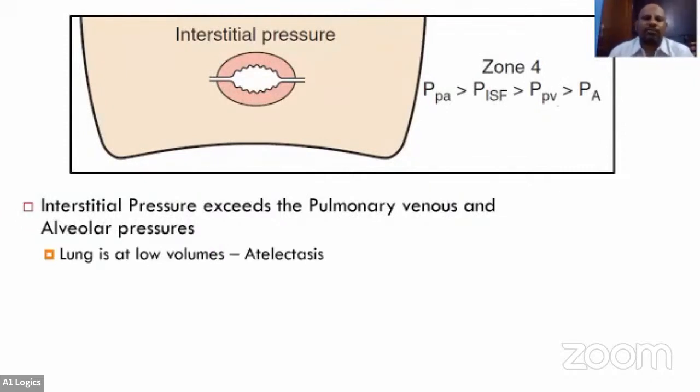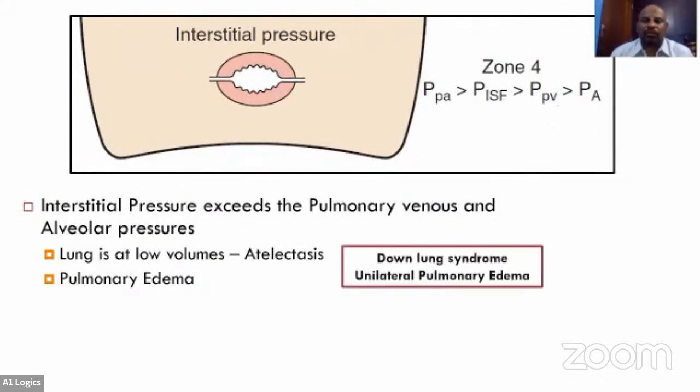So it occurs whenever the lung is at very low volume. Example, an atelectasis, or there's a pulmonary edema which occurs in the interstitium. In these times, the interstitial pressure will rise. It will compress the extra-alveolar blood vessels. See, in this diagram, you can see that the extra-alveolar vessel is very small. Some amount of flow is occurring in the intra-alveolar vessels.